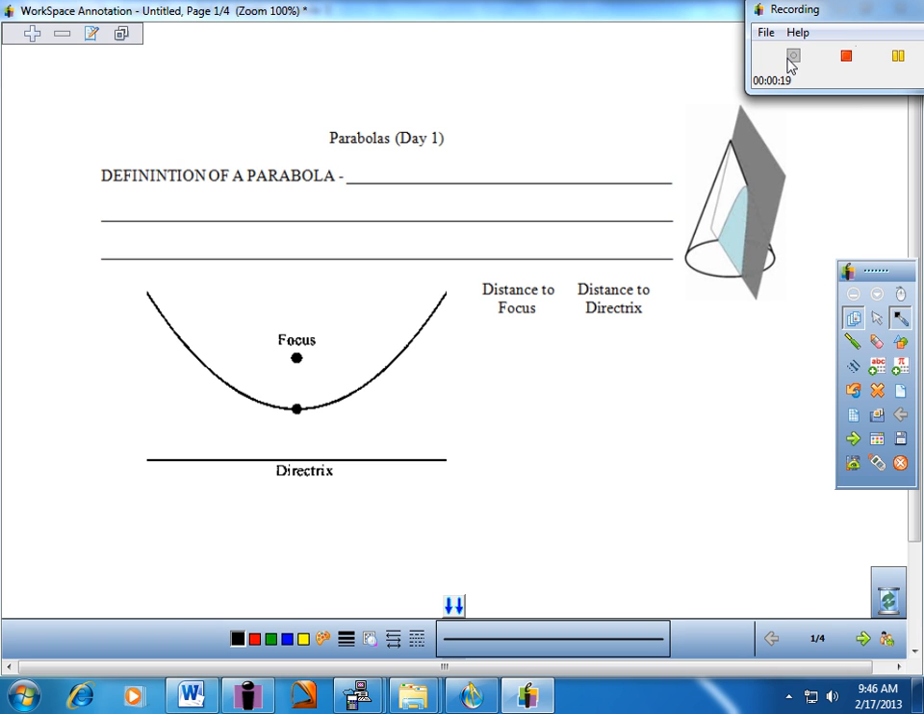And then what we'll probably do is transition into the interplay between that geometry and the algebra on the coordinate plane. So why don't we go ahead and get started here.